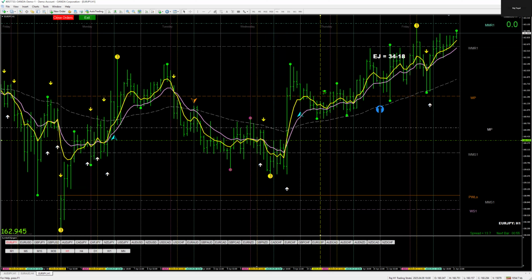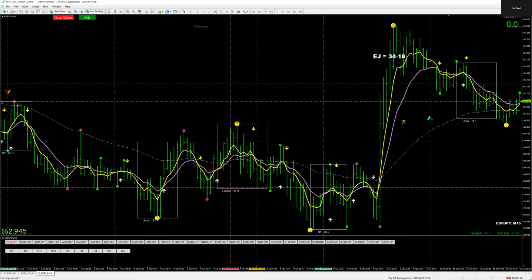Now we come to Thursday. Our daily is still short, 4 hours long. 3-ball is long, so it's supporting it. Very choppy market, huh? And we say, okay, can look for a trade here. See, it's a 15-minute trade anyway.